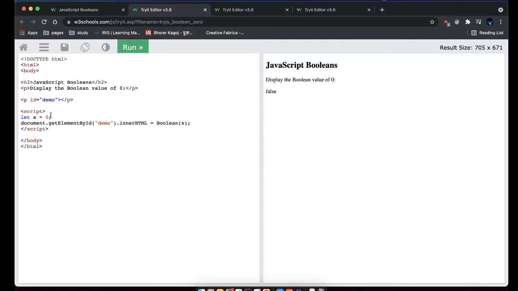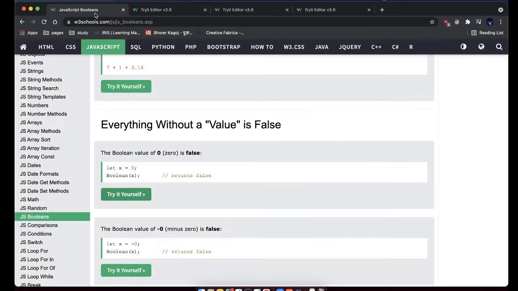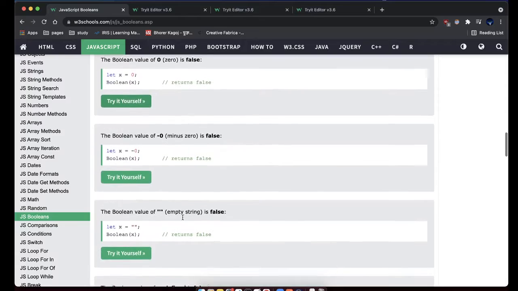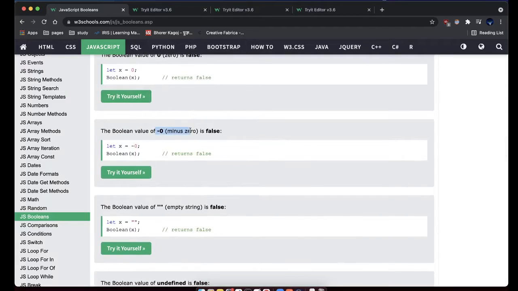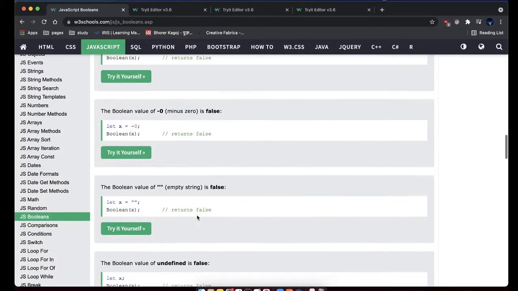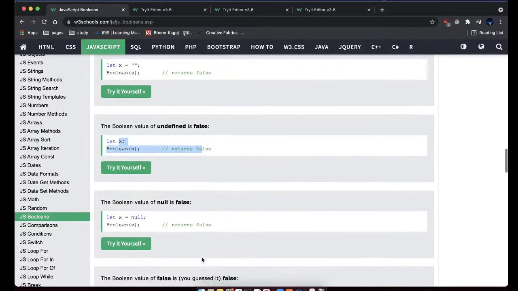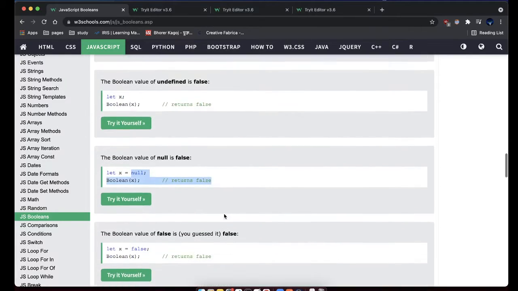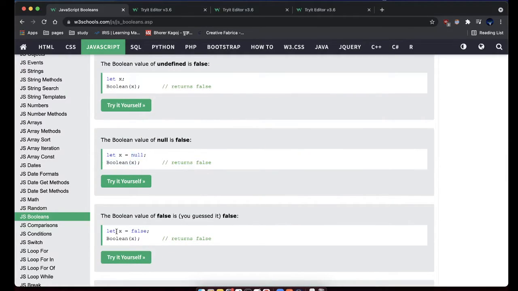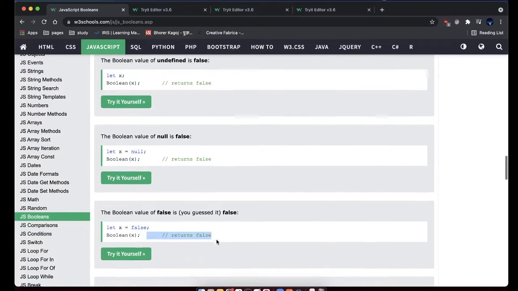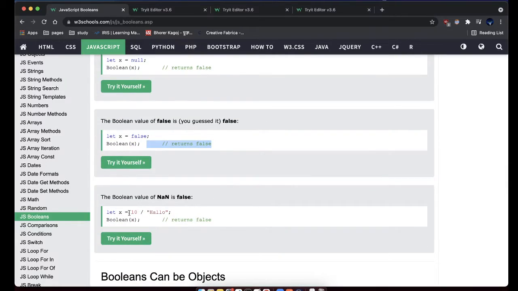And so here is a 0 example. If we set a 0, the 0 is a false value. Minus 0 is also a false value, and an empty string is also a false value, undefined is also a false value, and null is also false. Then if we say x equal to false, it will also return Boolean false, and NaN is also a false value.